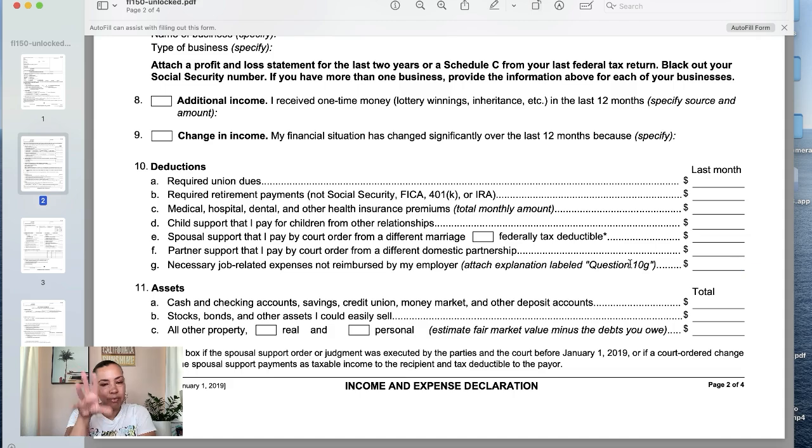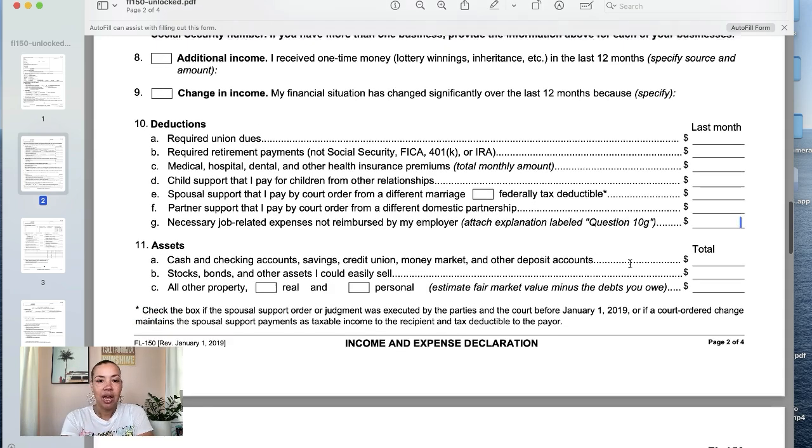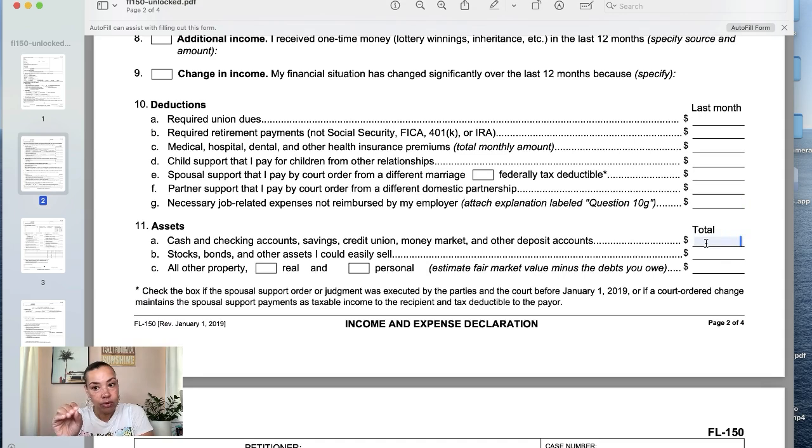It's really simple. It's pretty much a blank paper. You fill it out. Listen, I'm telling you, this is why people have a hard time with this form, because they don't want to tell all this information, but they are requiring that you do. So how much altogether do you have in these accounts? Cash, checking accounts, savings, credit union, money market, any other depository accounts. If there are stocks and bonds you could easily sell. So if you've got some restricted stocks, you couldn't easily sell those, could you? Any other property, so real property as in real estate or personal property, you're going to estimate the fair market value and you're going to subtract the debt you owe.